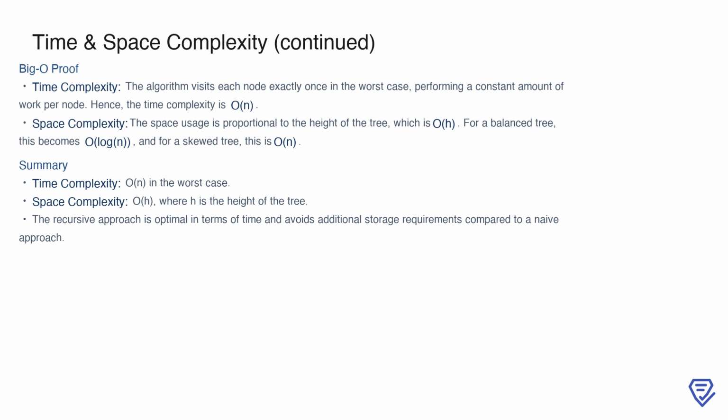Overall, the recursive approach strikes a balance between time efficiency and memory usage, making it optimal compared to the naive method. By avoiding any additional storage requirements like path arrays, it ensures that space usage is restricted to the recursion stack, while still maintaining a worst-case time complexity of O(n).